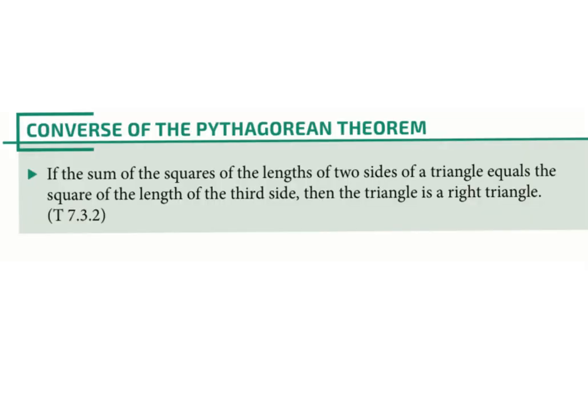The converse of the Pythagorean theorem says if the sum of the squares of the lengths of two sides of a triangle equal the square of the length of the third side, then the triangle is a right triangle. Meaning if you give me 3 numbers, I should be able to tell if I have a right triangle based on the 3 numbers.